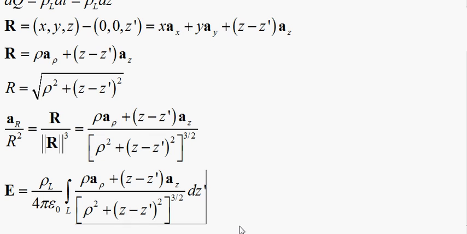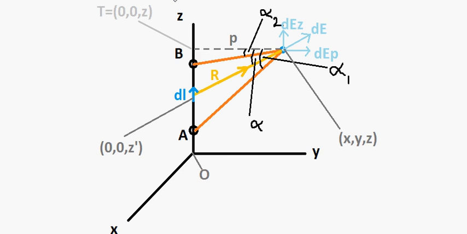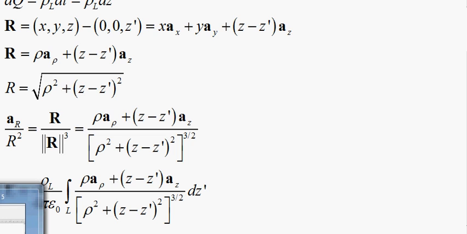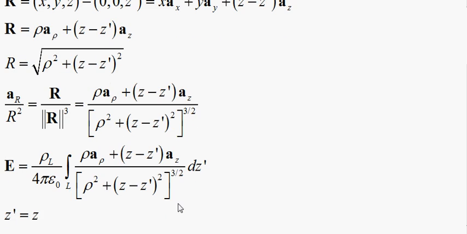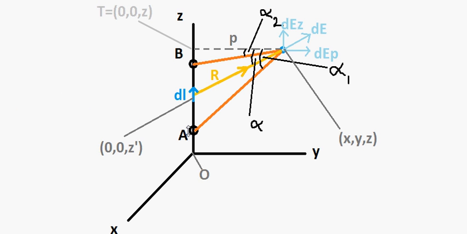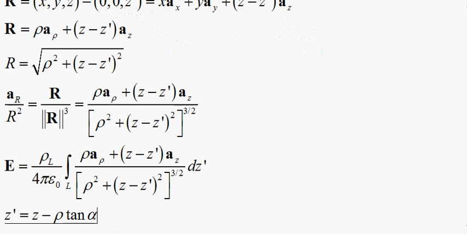Now we need to make some substitutions in order to evaluate this integral, so we go back to the geometry. You'll notice that z prime is actually equal to z minus rho tangent of alpha. That's because z is this distance from the bottom to the top, and then rho tangent of alpha is this distance right here, because alpha is this angle. So we want to get to this point. It's this distance minus this distance, so it's z minus rho tangent of alpha.